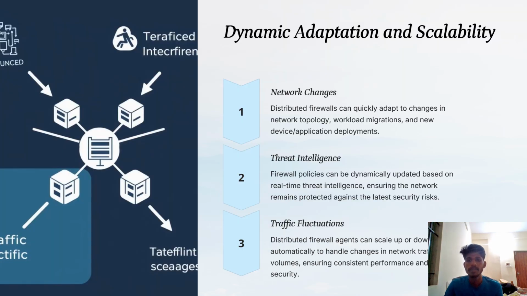So next we have dynamic adaptation and scalability. First we have network changes, threat intelligence, and traffic fluctuations. Network changes: distributed firewalls can quickly adapt to changes in network topology, workload migrations, and new device and application deployments. Threat intelligence: firewall policies can be dynamically updated based on real-time threat intelligence, ensuring the network remains protected against the latest security risks. Traffic fluctuation: distributed firewalls can scale up or down automatically to handle changes in network traffic volumes, ensuring consistent performance and network security. So this was all about dynamic adaptation and scalability.